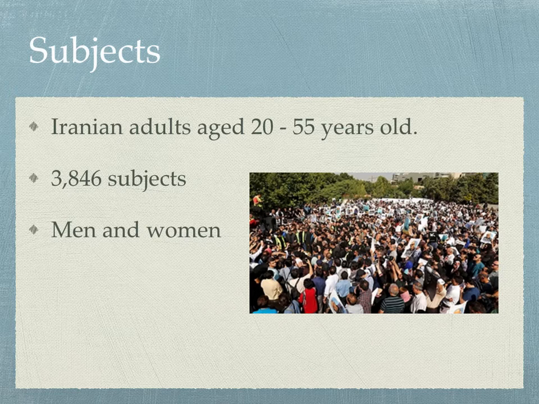Subjects. The subjects used for this article were Iranian adults aged from 20 to 55 years old, and there were 3,846 subjects, all of them being men and women, not just men, not just women, but both men and women. And that's a picture of just a bunch of people who are Iranian.